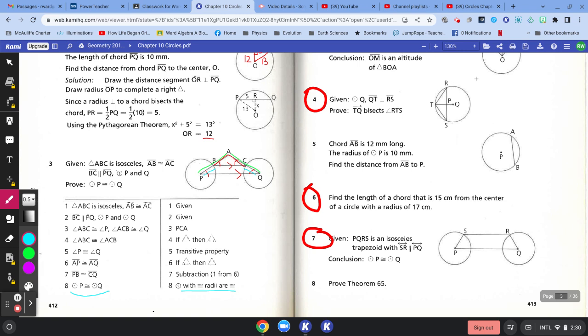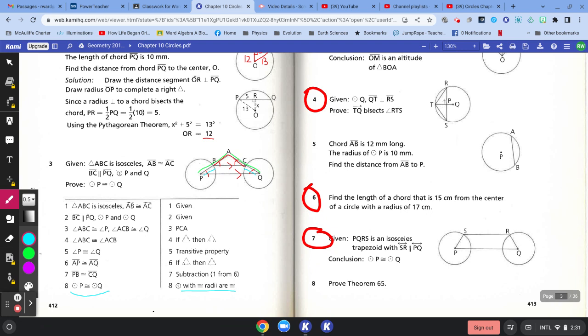But I'm going to talk about problems from Chapter 10, Section 1 on circles. And I'm going to start with number 4. So, in number 4, you're given circle Q. That means that Q is the center of the circle. And you're also told that QT is perpendicular to RS. And you need to prove that TQ bisects angle RTS.